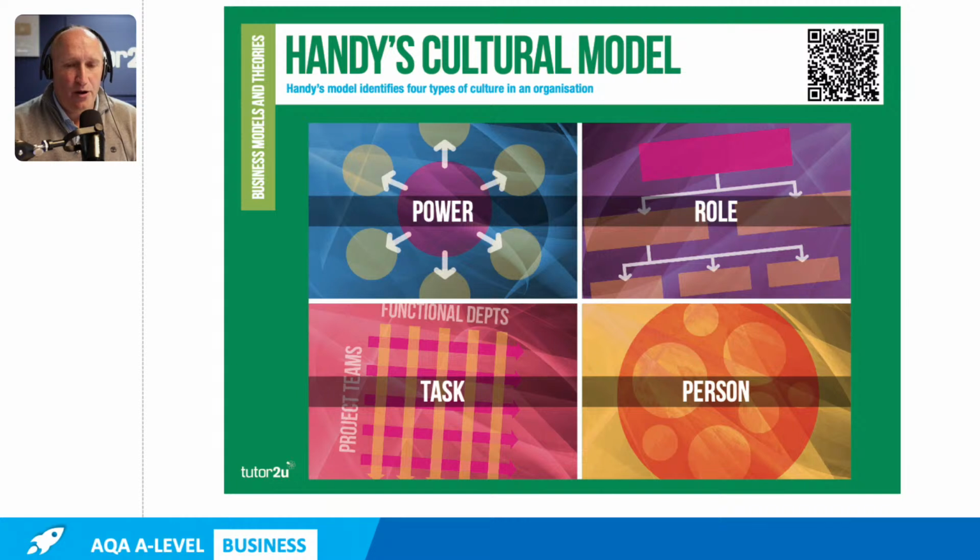So hopefully that explains what those different types of culture are. I think the classic paper 3 question would be where there is a change in culture that's required. And as we saw with the Fitness Island, the new CEO, Gemma, wanted to change Jacques' power culture into a role culture. And there were some consequences of that, some benefits, hopefully, for the business.